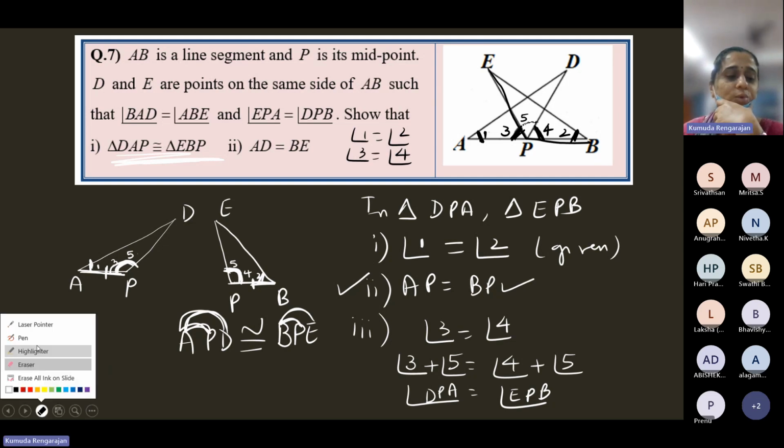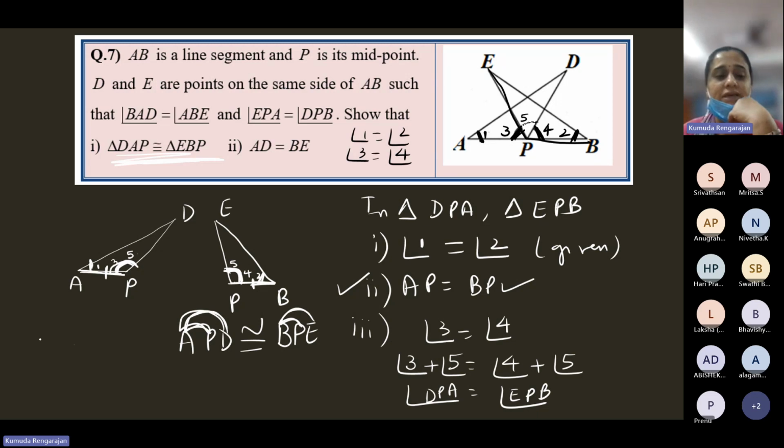The next thing you'll have to prove is AD is equal to BE. So you can see here, AD is equal to BE, CPCT. The triangles are congruent, so their corresponding angles and sides are equal. So AD is equal to BE, CPCT.